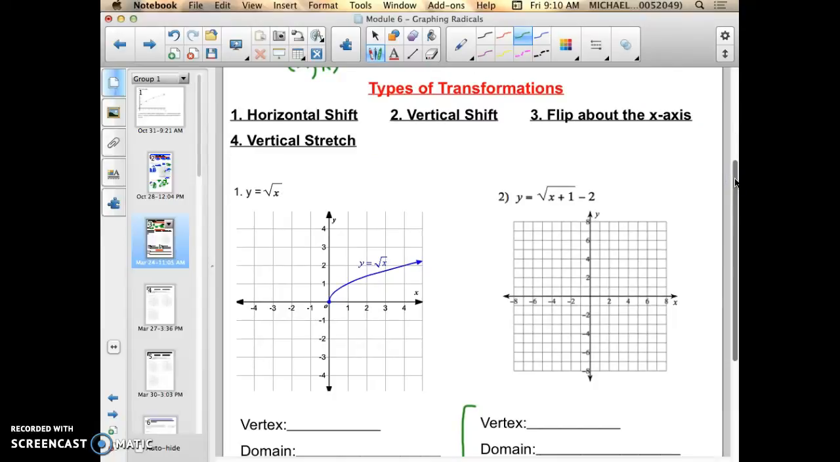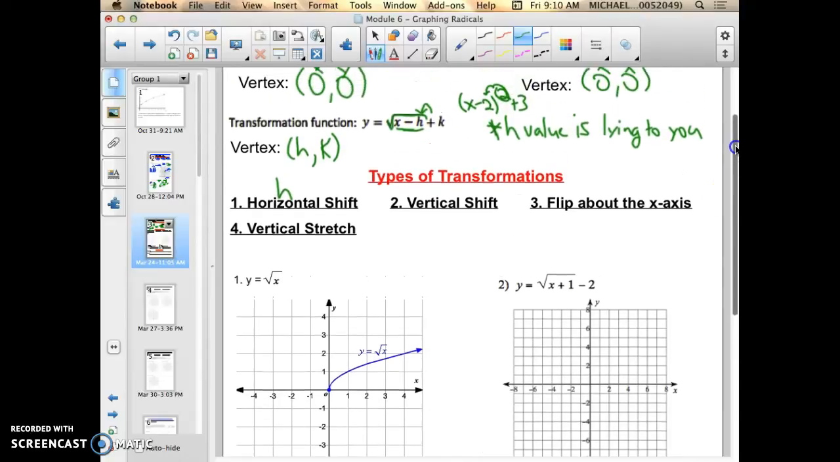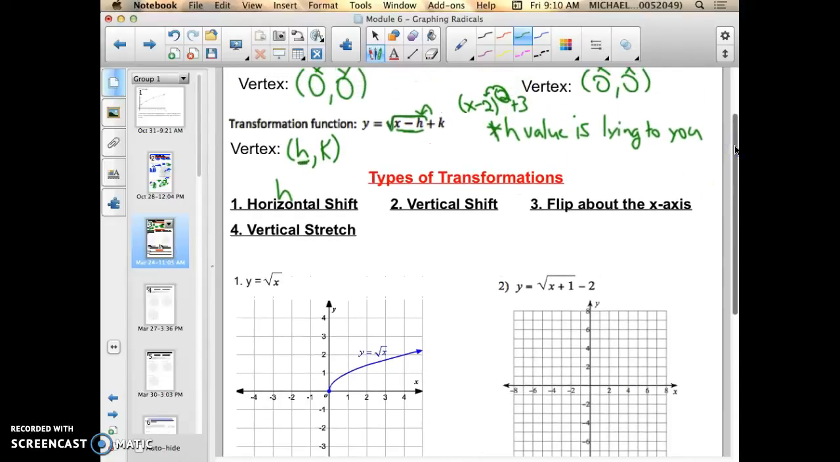So again, just to review, the types of transformations are a horizontal shift, left to right, and it makes sense that a horizontal shift always has to do with the h value. So again, the first value in our vertex of the transformation. And let me make this visual known to you. This is technically the x value, and this is the y value as well. So the h is the x, k is the y. All right? Just keep that in mind.